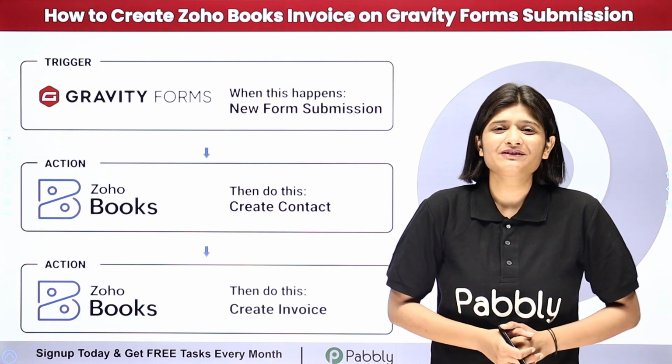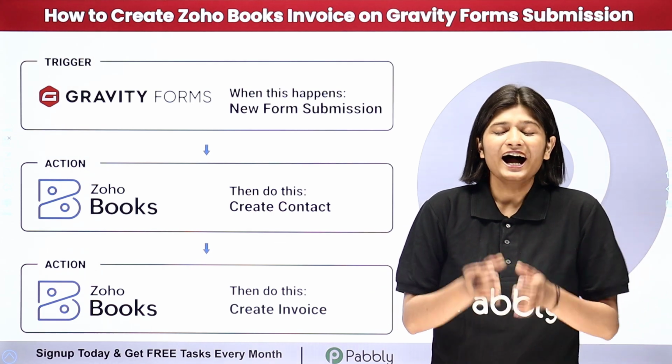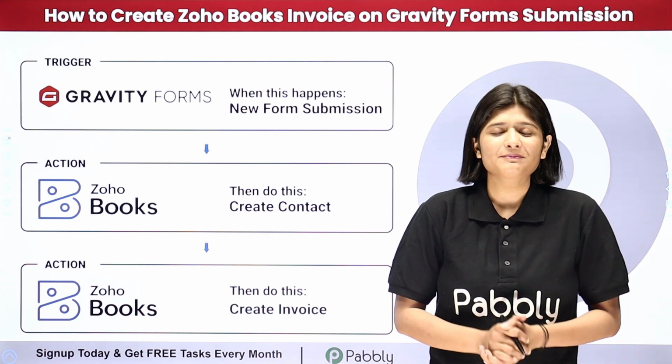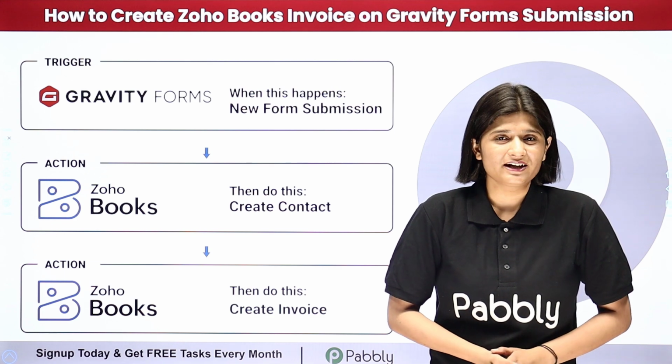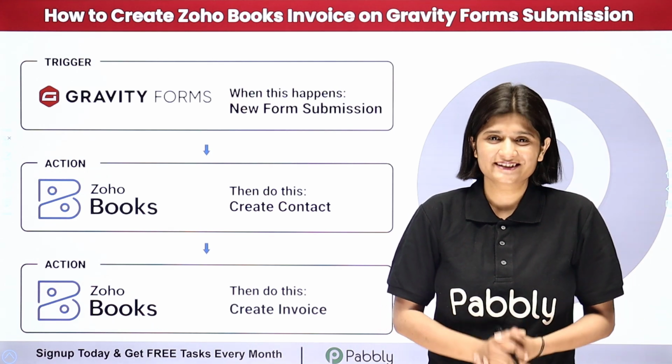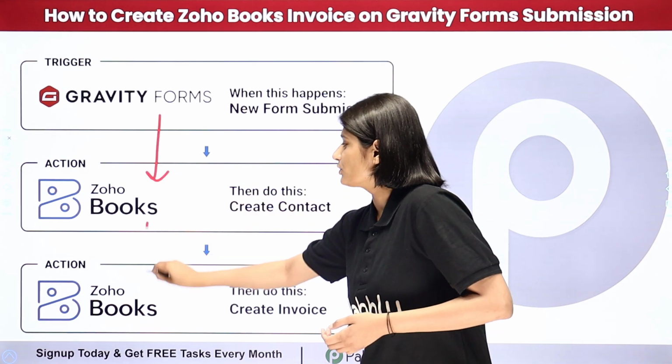Now doing this manually will be a very time consuming task, so I am completely going to automate this process, and to do this automation I am going to use Pabbly Connect. Pabbly Connect is an amazing automation and integration software which requires no coding or programming skills. Here I just need to build a connection between Gravity forms and Zoho Books.